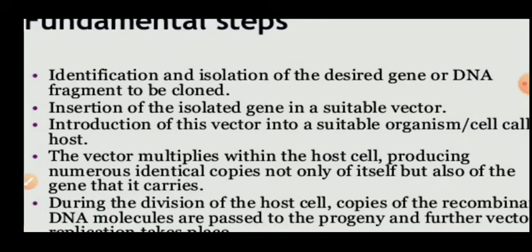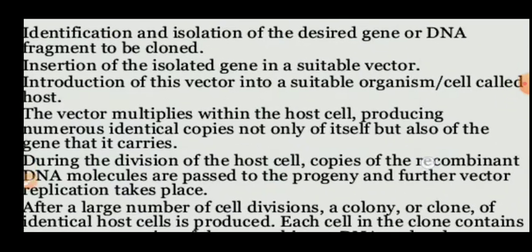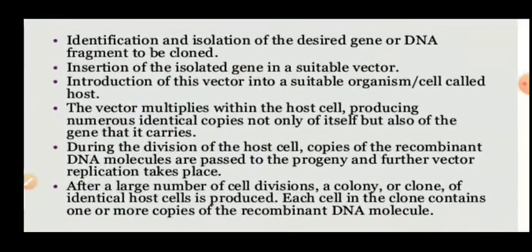So the gene to be cloned is inserted into the cloning organism, and hence the gene to be cloned is always a foreign gene for the cloning organism. So, number 1, identification and isolation of the desired gene or DNA fragment to be cloned. Number 2, insertion of the foreign DNA fragment into a suitable vector like a plasmid. Then number 3, this recombinant vector is introduced into a suitable cloning organism.